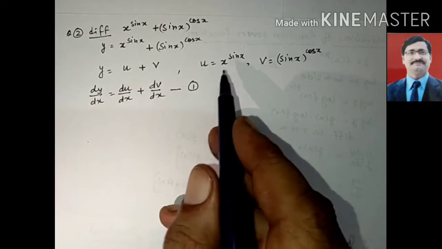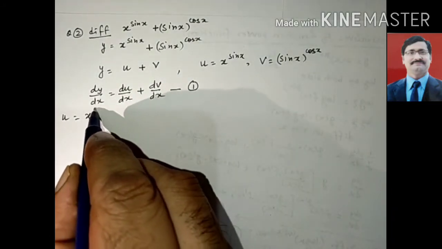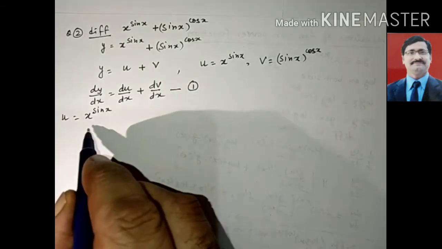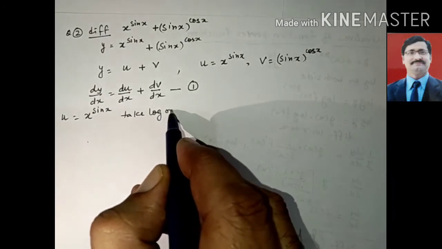So first u is given to you, u is x power sin x. Now you take log on both sides.